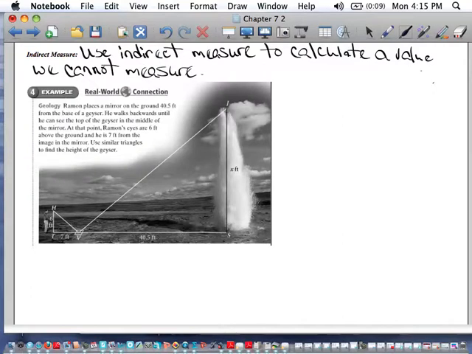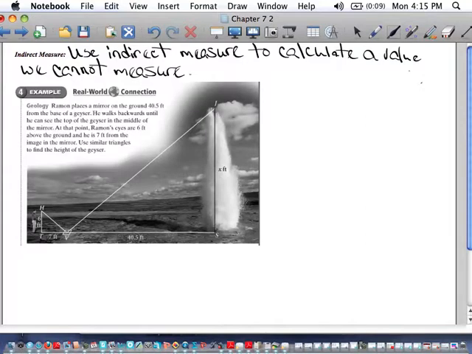Okay, let's look at this example. So we have a geyser here, and let's say we can't measure that geyser. We want to know the height of that. We have a person over here, and we know that that person is 6 feet tall. So we place a mirror so that the angles here are the same. And then we have right angles here. So by angle, angle, we know we have similar triangles.